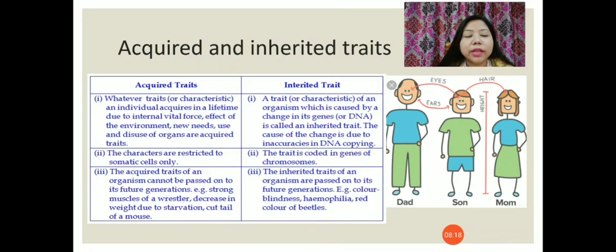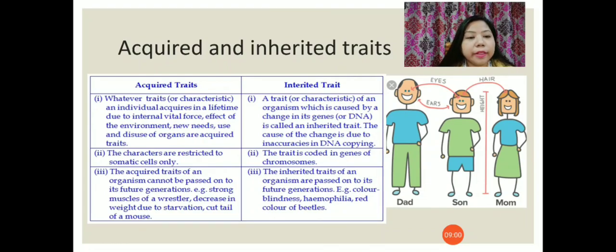Acquired traits are restricted to the somatic cells only, but inherited traits are coded in the genes of the chromosome. The acquired traits of an organism cannot be passed on to its future generation. For example, strong muscles of a wrestler, decrease in weight due to starvation, cut tail of a mouse. All these are traits which have been acquired by the organism in its lifetime. As a result, change has taken place in the somatic cells, not in the germ cell, so it will not be inherited by the offspring.